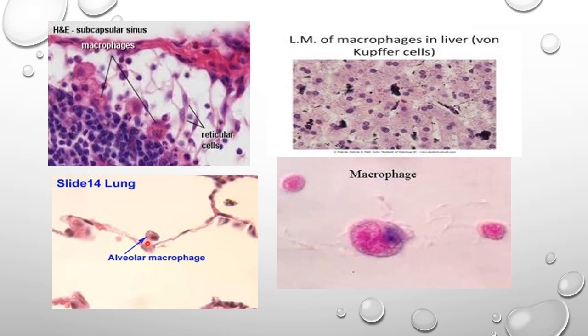Then in the lungs, you can see the alveolar macrophages, and they will engulf and entrap any dust particles or any other foreign particles which are present in the layer. So in the lungs, they are called the alveolar macrophages. Now in the tissues, they are called the histiocytes.